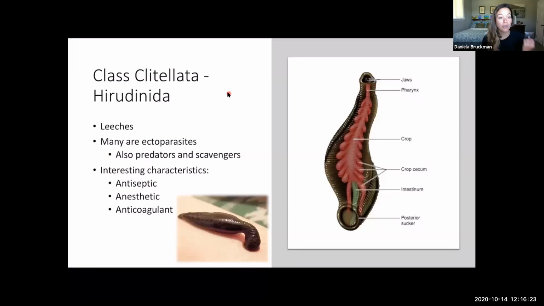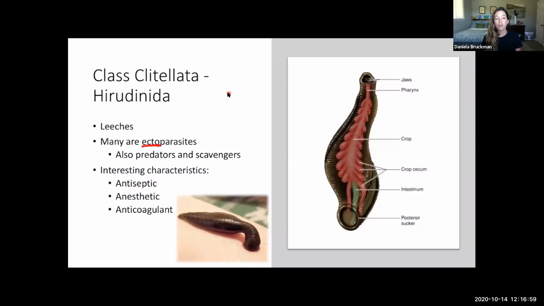All right, so the next group of worms in the class Clitellata is the Hirudinida, and these are also kind of scary, right? Also just in time for Halloween. These are leeches. Leeches are ectoparasites, not all of them, but many of them are ectoparasites. And actually, it's kind of a misconception that all leeches are parasites. There are many species of leeches that are scavengers, many of which are also predators. But the ones that we know of the best, because of course they parasitize us, are the ones that are living in swamps and attach themselves to a host.